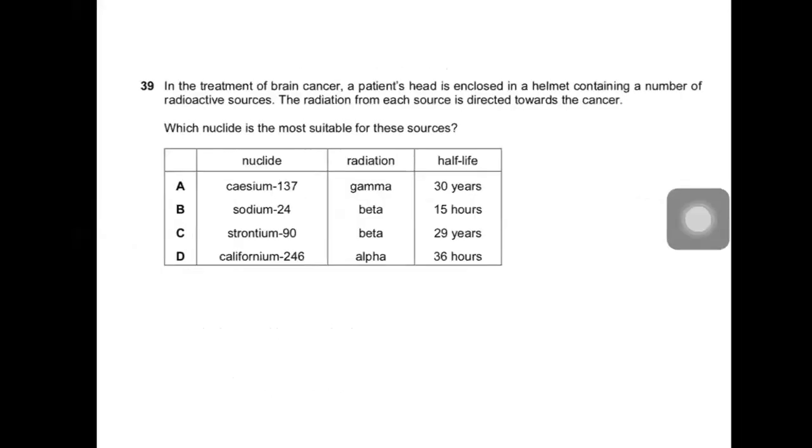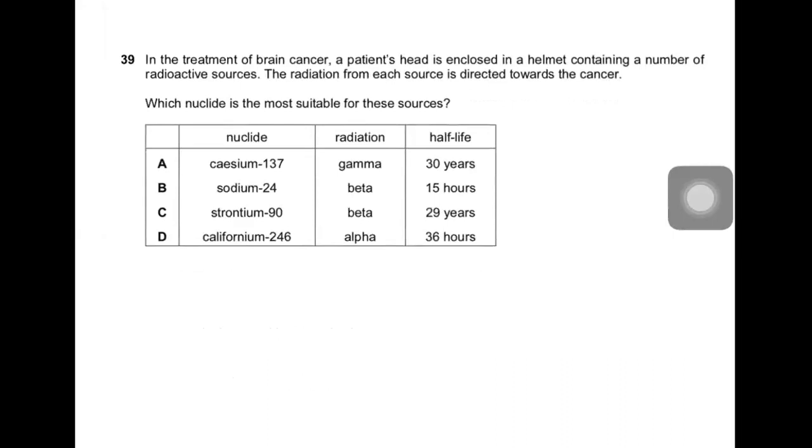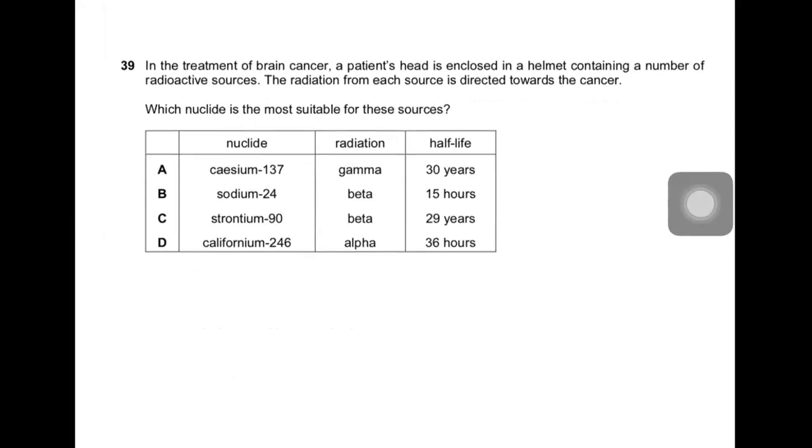Question 39. In the treatment of brain cancer, a patient's head is enclosed in a helmet containing a number of radioactive sources. The radiation from each source is directed towards the cancer. Which nuclide is the most suitable for these sources? For killing cancerous cells, gamma rays are used, and a long half-life is suitable because if the half-life was short, then the activity of the source would decrease very rapidly and could not be used anymore.